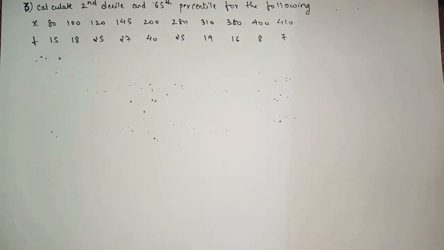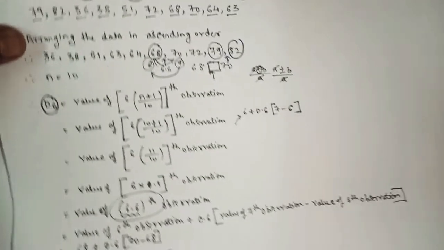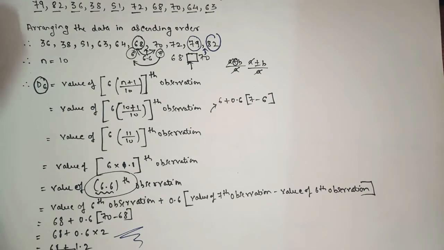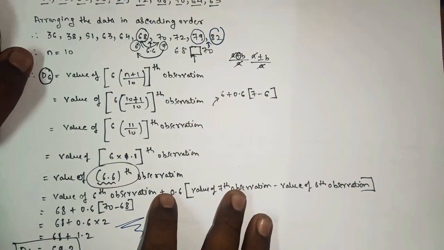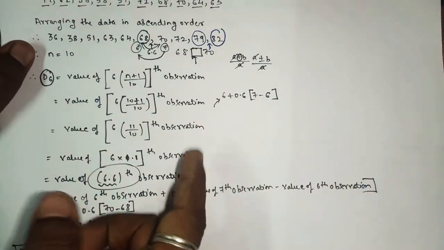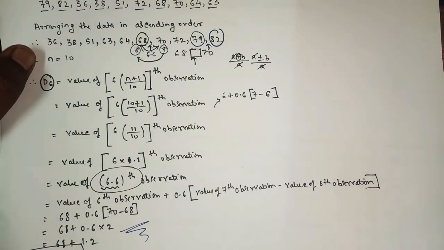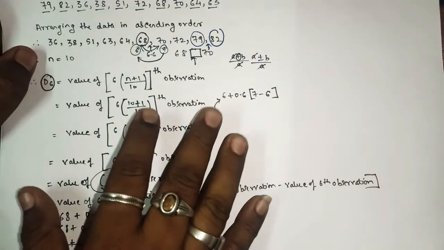Hello students, as in the last lecture we saw the sums based on type number 1. I hope you all understood the type number 1 sum, and your first exercise was based on the quartiles, and your second exercise is based on deciles and the percentile.